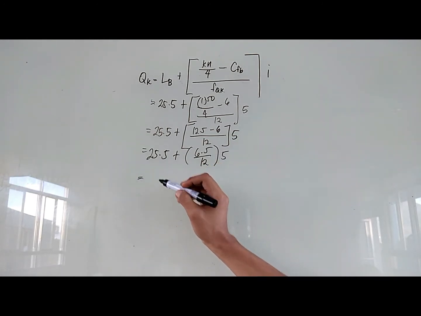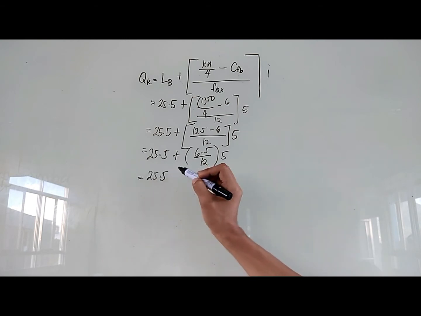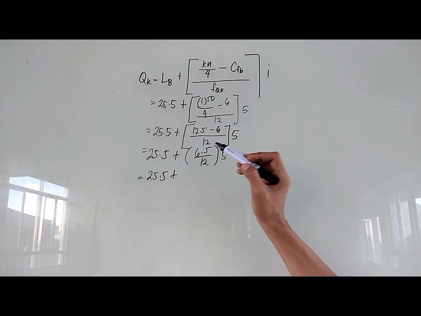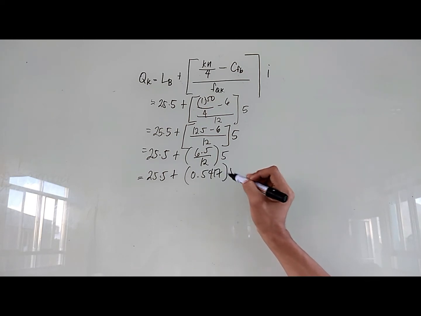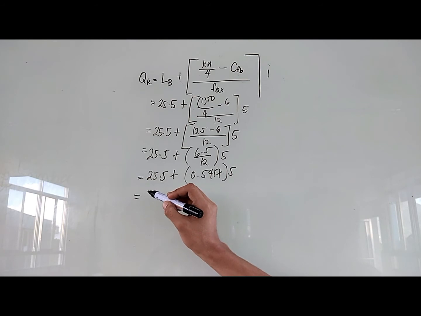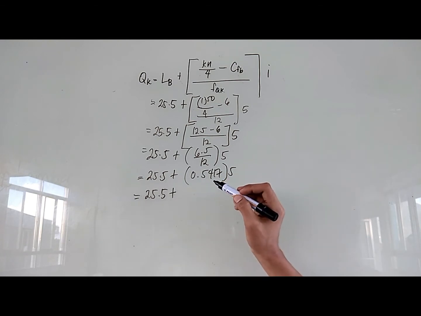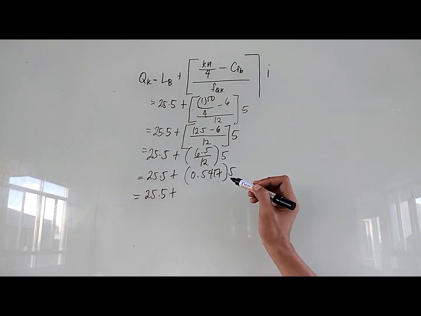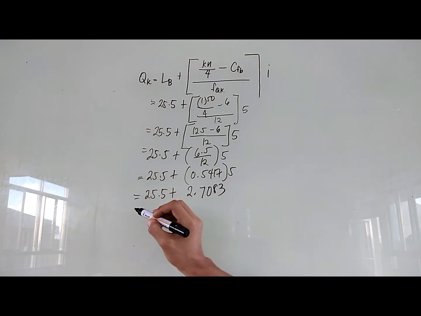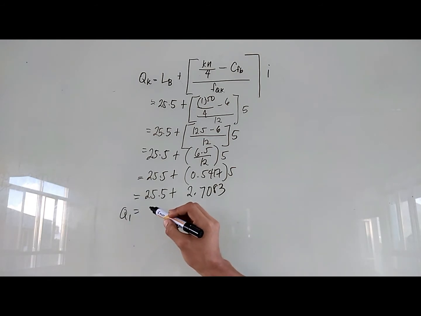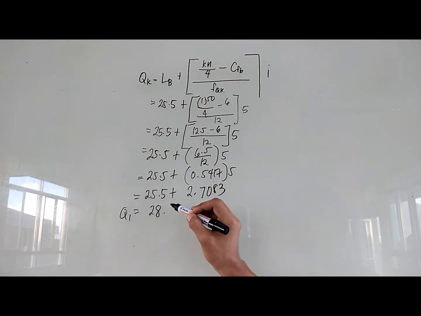Q1 is equal to 25.5 plus 6.5 divided by 12, which is equal to 0.5417, multiplied by 5. Q1 is equal to 25.5 plus 0.5417 multiplied by 5, which is equal to 2.7083. Q1 is equal to 28.2083. Okay.